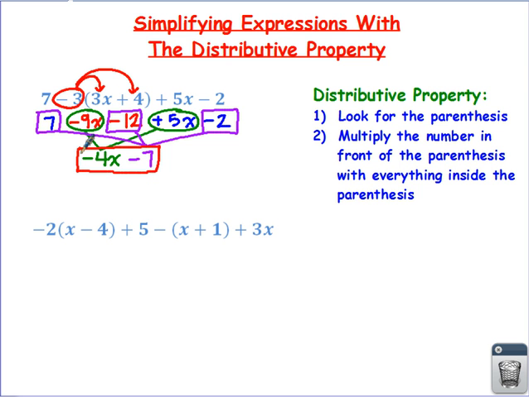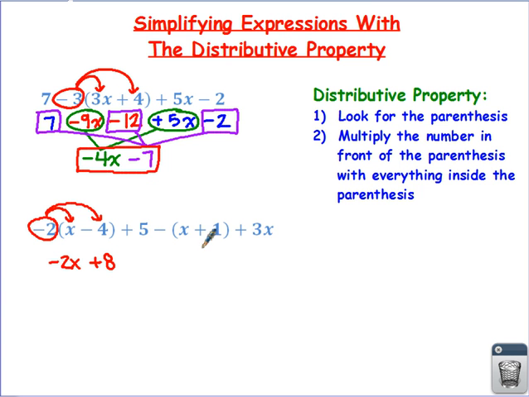We can do the same thing with the second expression, and we see a set of parentheses here, and we see a set of parentheses here, which means I've got to do my distributive property twice. My first one is going to be over here. I'm going to distribute the negative 2 times the x, and the negative 2 times the negative 4. So negative 2 times x is just going to give me negative 2x. Now, negative 2 times a negative 4 is going to give me positive 8.